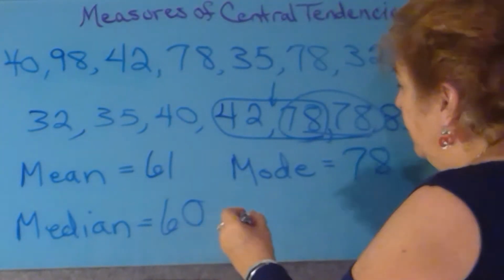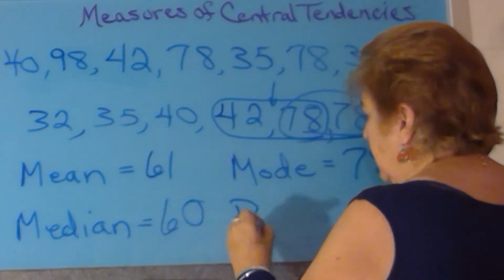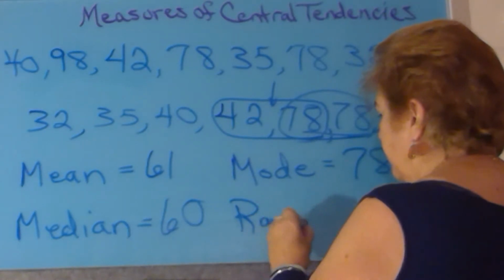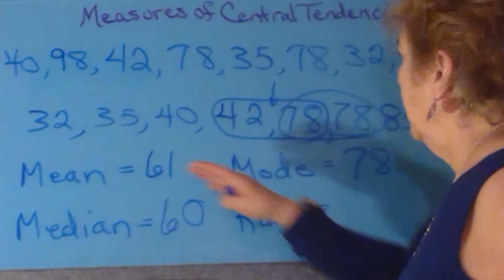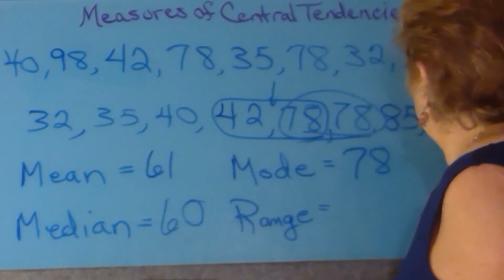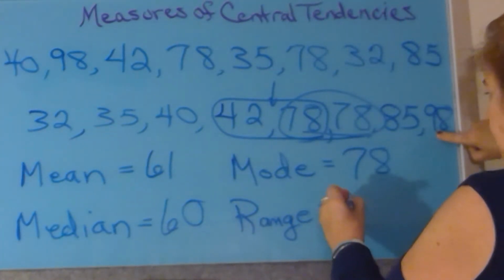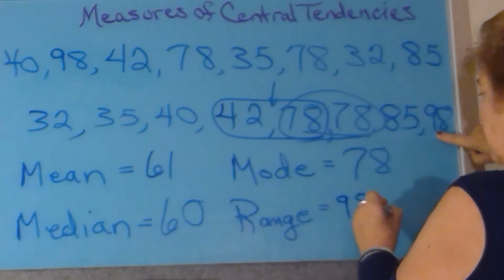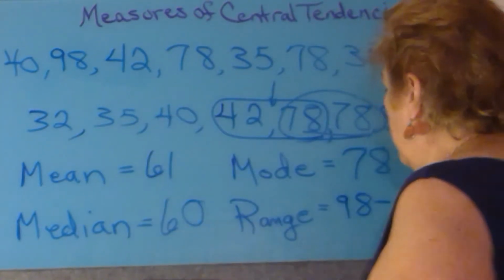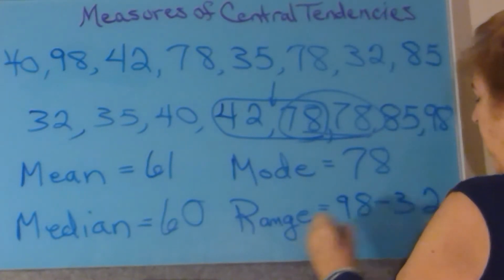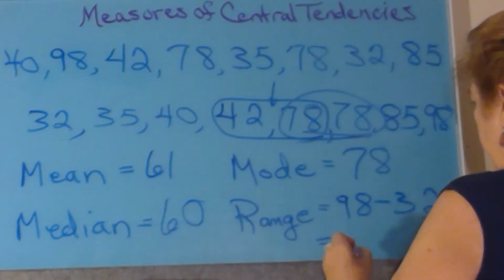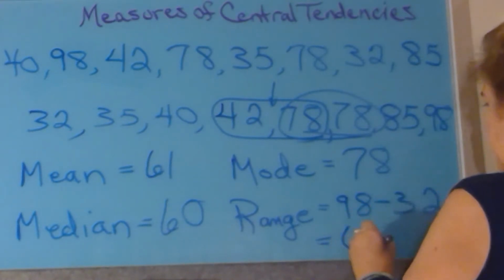And the last thing we want to find is the range. Once you have them in order, 98 was the highest number, and I'm going to subtract the lowest number, which was 32. And that gives me a range of 66.